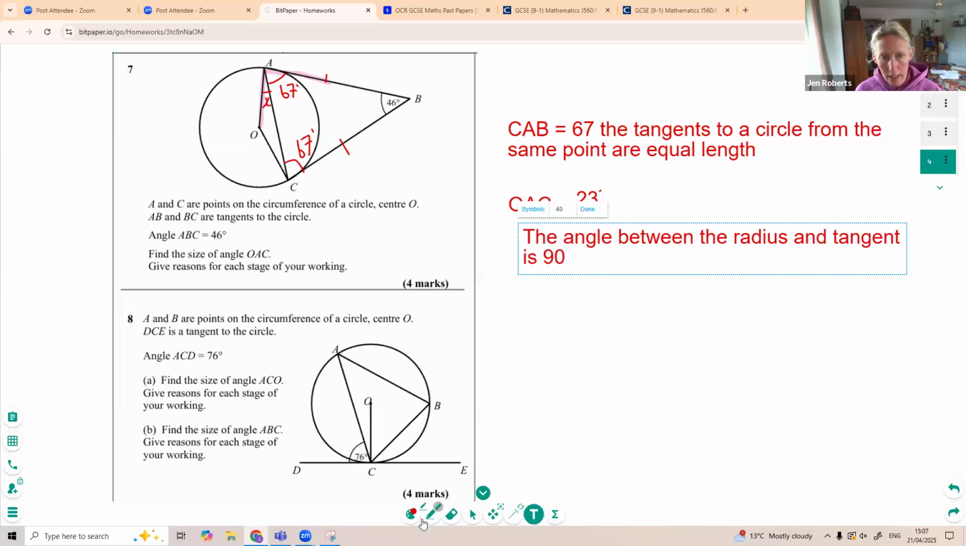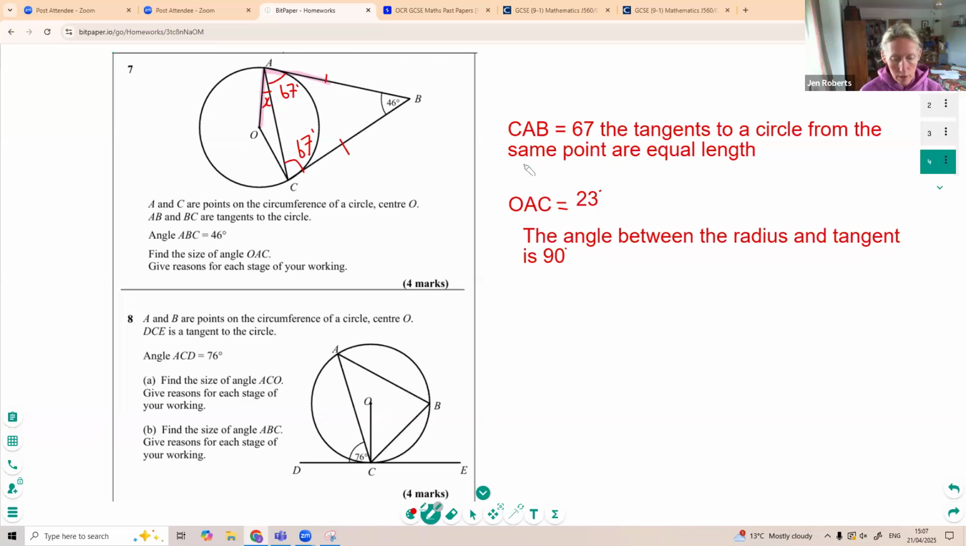So I use that fact to get myself OAC. There is a different way you could have done this. If you've got your final answer 23 a different way, that's absolutely fine, as long as you've justified it in the correct way. Okay, question 8.